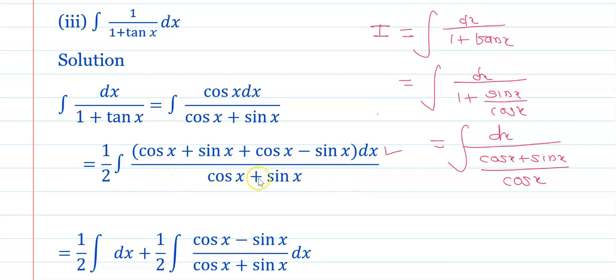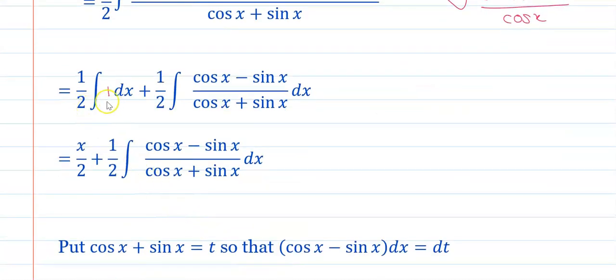Now split this up, separate this. If we separate this, cos x plus sin x upon cos x plus sin x, you will get here 1. Okay, here is the 1 into dx. And next is cos x minus sin x upon cos x plus sin x. Okay, 1 upon 2 integral separated cos x minus sin x upon cos x plus sin x. Okay, now what about the integral of this 1? Integral of this 1 dx is x. It's x upon 2 plus 1 upon 2.